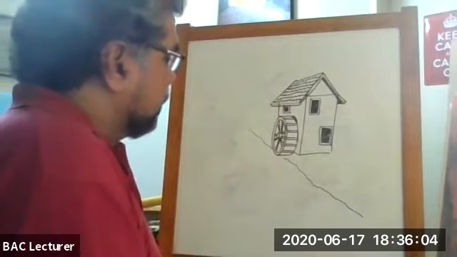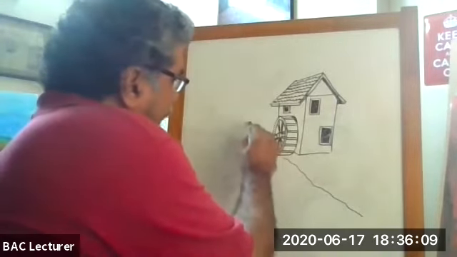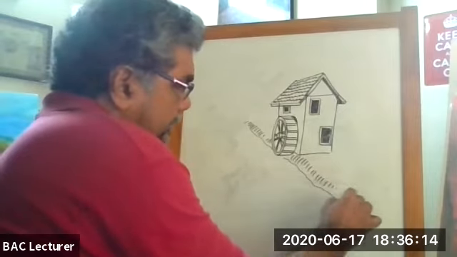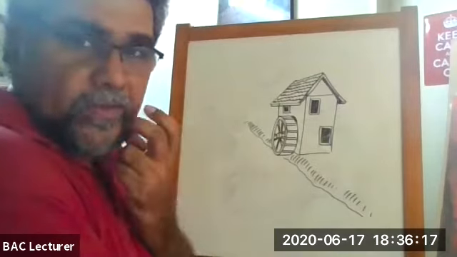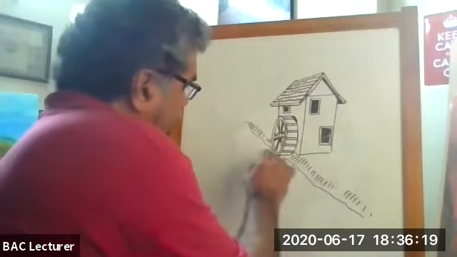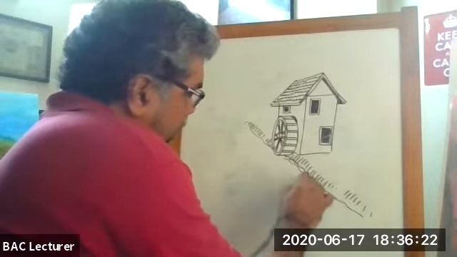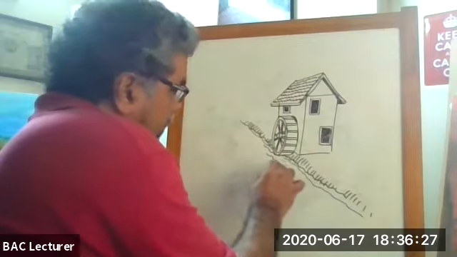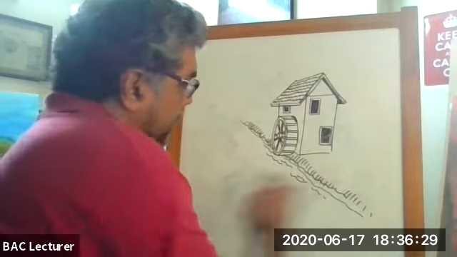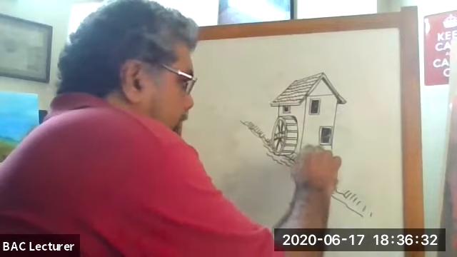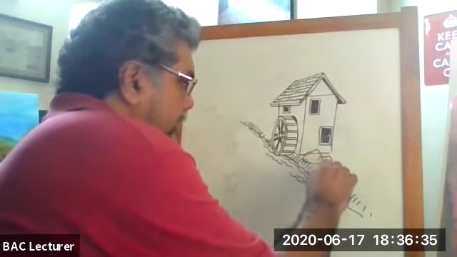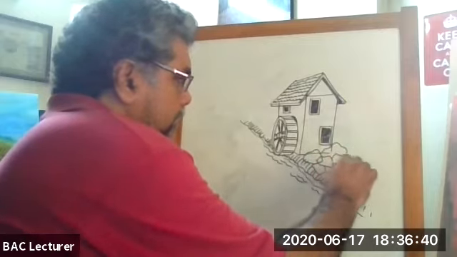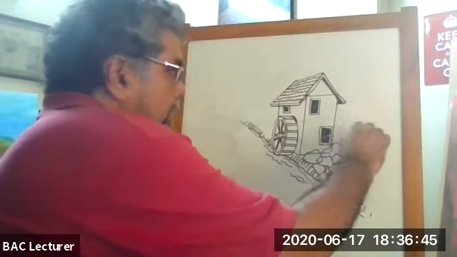Then this will be the bank of the river. So a lot of lines here that go down. The wheel is almost at the edge where the water is flowing. So you have to show that the water is just under the wheel. And then you want to draw a few rocks here also. Draw a few rocks here, big rocks, small rocks.